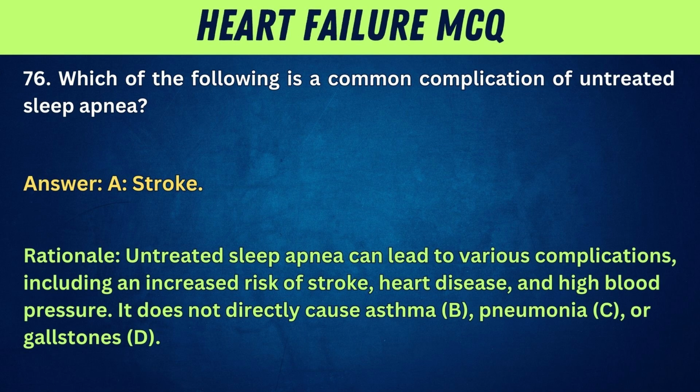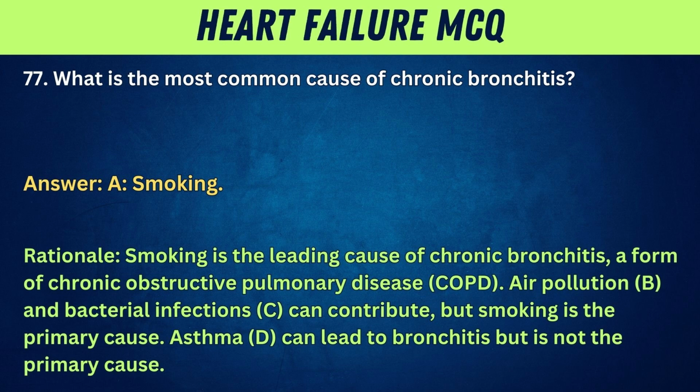77. What is the most common cause of chronic bronchitis? A. Smoking. B. Air pollution. C. Bacterial infections. D. Asthma. Answer: A. Smoking. Rationale: Smoking is the leading cause of chronic bronchitis, a form of chronic obstructive pulmonary disease, COPD. Air pollution, B, and bacterial infections, C, can contribute, but smoking is the primary cause. Asthma, D, can lead to bronchitis, but is not the primary cause.